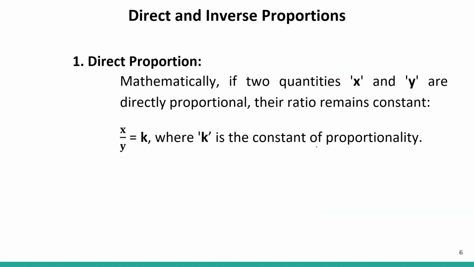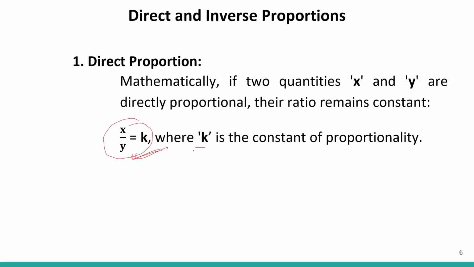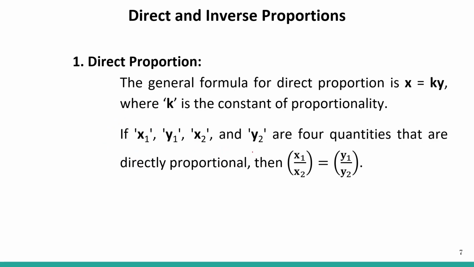So mathematically, if two quantities x and y are directly proportional, their ratio remains constant. So if x and y are directly proportional, then x by y is equal to some constant. So this needs to be remembered. k is the constant of proportionality. So in general, the formula for directly proportional is x is equal to ky. So if x is directly proportional to y, we say that x is equal to ky for some constant k, that is called the constant of proportionality. So you need to remember the naming scheme here. This is called the constant of proportionality.